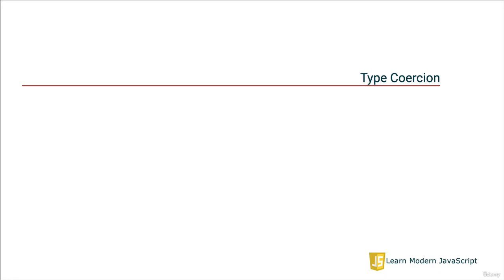Type coercion in JavaScript is the process of converting one JavaScript type to another. Since JavaScript is weakly typed, this is possible. Now, the best way to see this happening is with some examples. So let me open up the console and we'll do a few examples there.